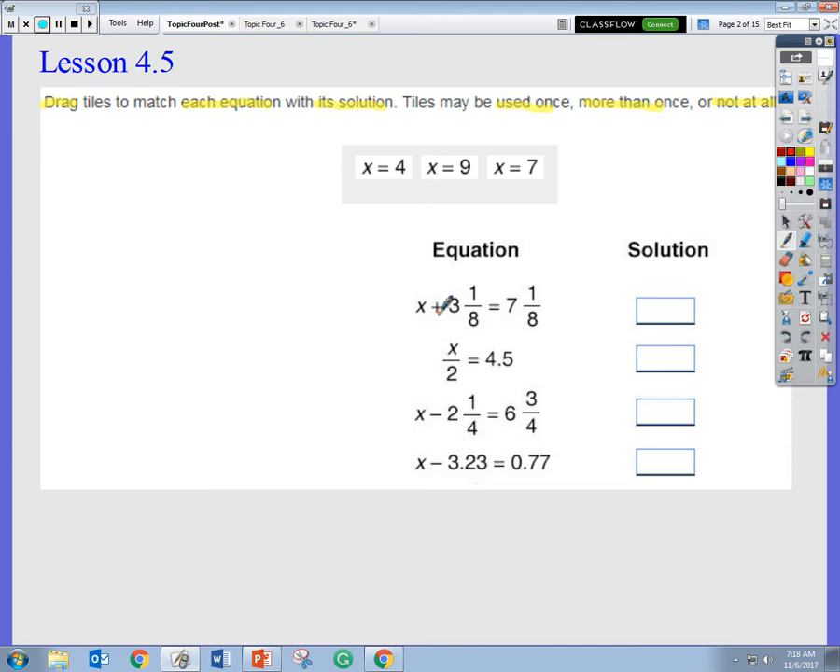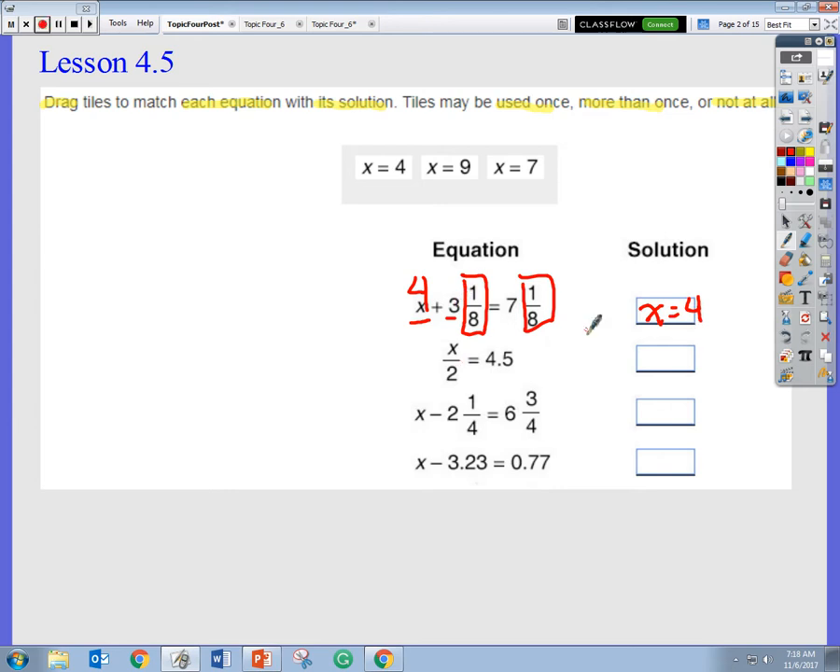First one, it says x plus 3 1/8 equals 7 1/8. First thing I notice is the 1/8 stay the same. So really I'm saying, hey, what plus 3 gives me 7? I'm pretty certain that 4 plus 3 is 7, and then the 1/8, so I know the first one is x is equal to 4.